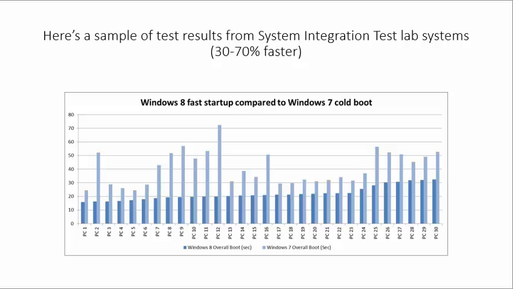Alright, so here's a sample of test results from System Integration Test Labs, and basically it's showing that Windows 8 systems compared to Windows 7 systems boot about 30 to 70% faster. So what they did is they took about 30 PCs with Windows 7 on it, they tested the boot times, then they threw Windows 8 on there and tested the boot times again.